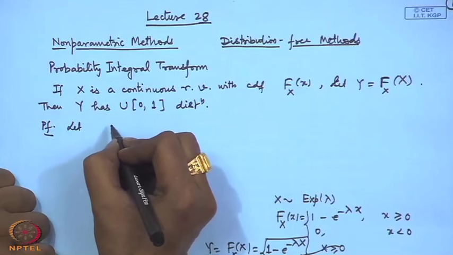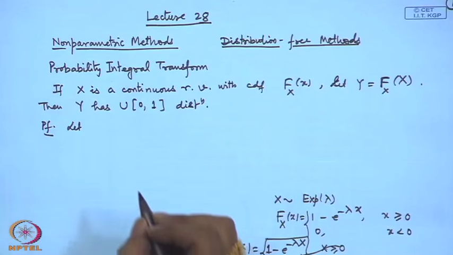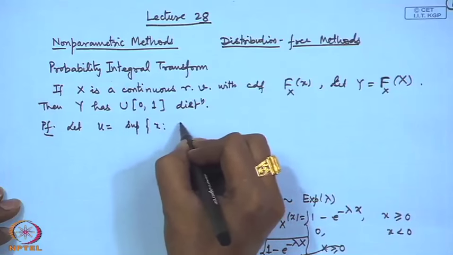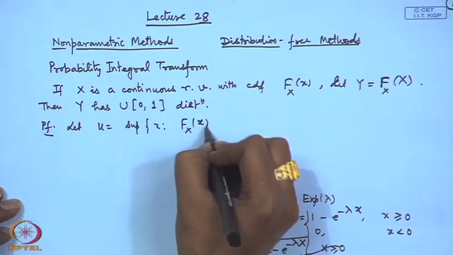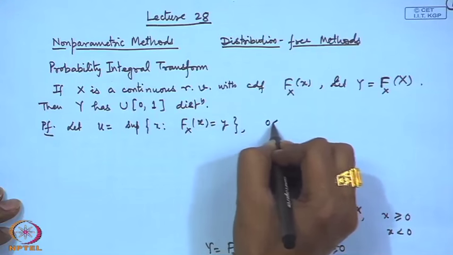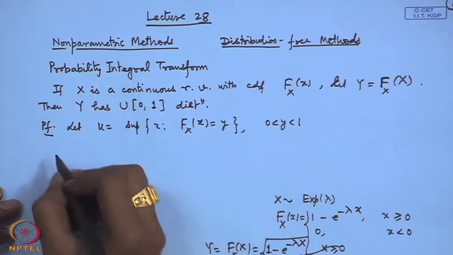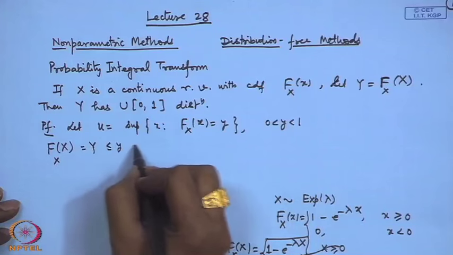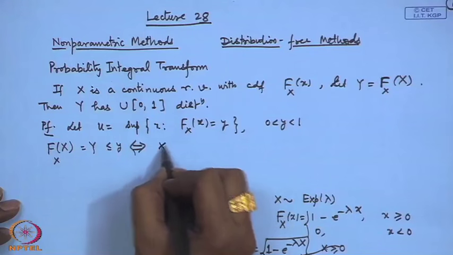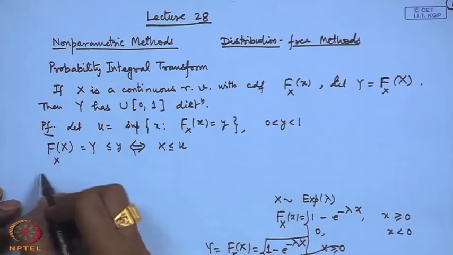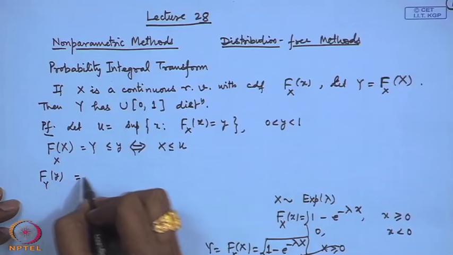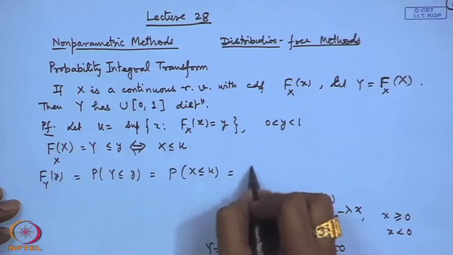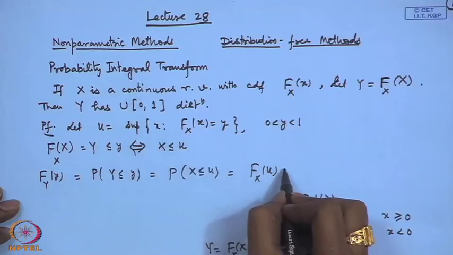Let us define, say, u is equal to the supremum of x such that F_X(x) is equal to y, for 0 less than y less than 1. So, if I consider F(x) less than or equal to y, then this is equivalent to saying that x is less than or equal to u. So, if I consider F_Y(y), that is equal to probability of Y less than or equal to y, that is the same as probability of X less than or equal to u, that is equal to F_X(u). F_X(u) is nothing but y.